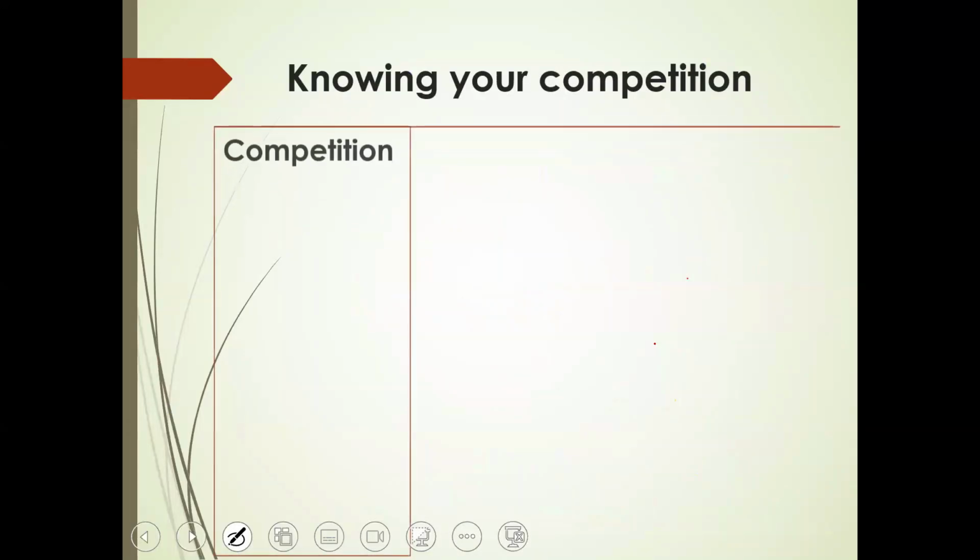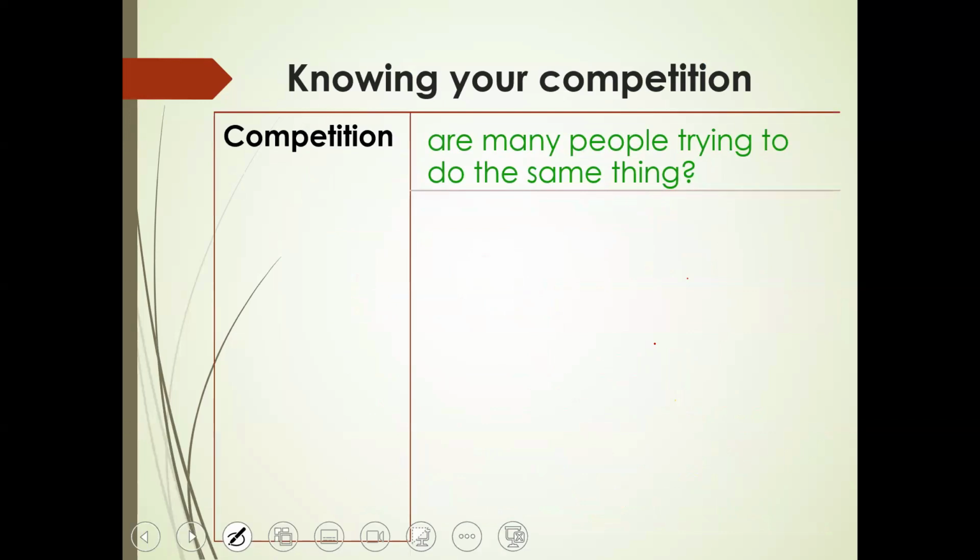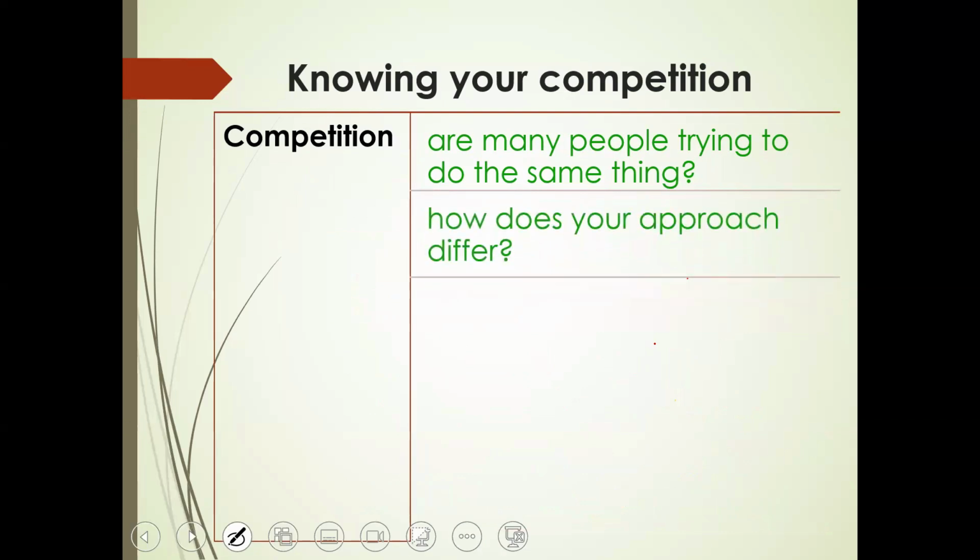So knowing your competition, this is the third point. The second point, what is your competitor? There are many people trying to get their proposals funded. How does your approach differ from your competitors? And you know what competitors are? Competitors are those who have the same experience in the relevant field with the relevant publication record, then you have to beat them scientifically.